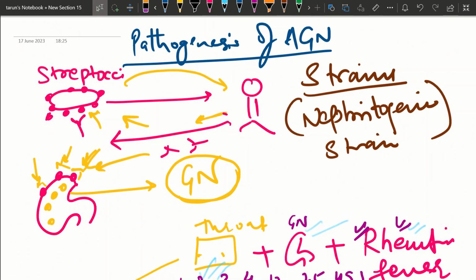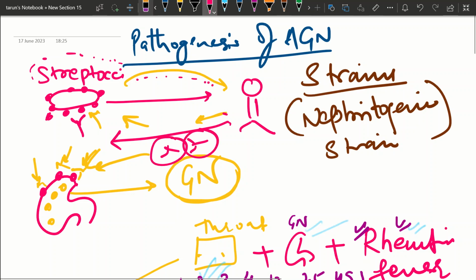Pathogenesis occurs because this bacteria, that is the streptococci, enters the body, and in response the human body produces the antibody, and this antibody not only reacts with the antigen of the streptococci but also cross reacts with the antigens present on the kidneys, and thus causes the glomerulonephritis.